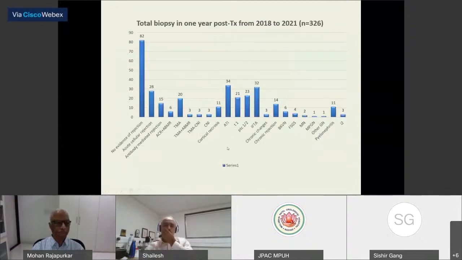So what are the predominant morphological diagnoses we see in our post-transplant biopsies? We evaluated a total of 326 post-transplant biopsies from 2018 to 2021, and the most common diagnosis was acute tubular injury, followed by IFTA, and then acute cellular rejection, TMA, and so on. However, in around 82 biopsies we couldn't find any significant morphological changes, even though the patient had a rise in serum creatinine.